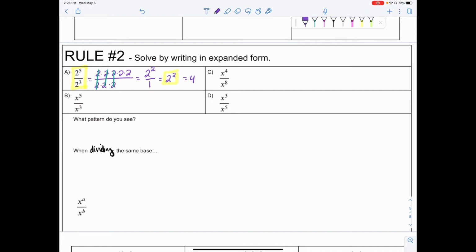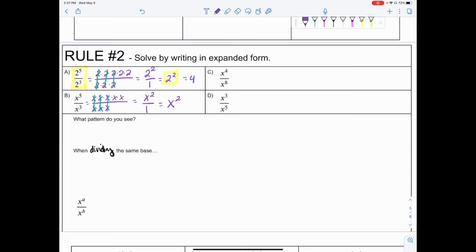Likewise, for b, if we were going to write it out the long way, x times x times x times x times x over x times x times x. Again, we can divide. X divided by x is 1. X divided by x is 1. X divided by x is 1. So in my numerator, I have x squared left. In my denominator, I have 1 times 1 times 1, which is just 1. And then we would write that as x squared.